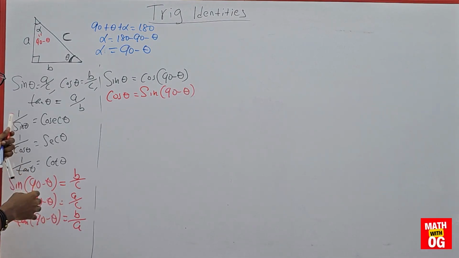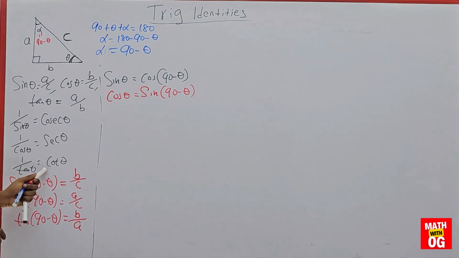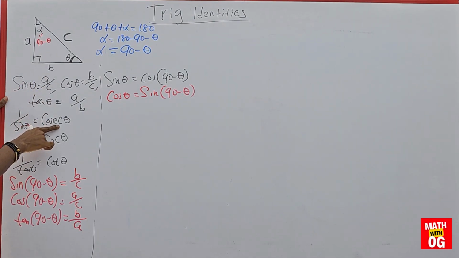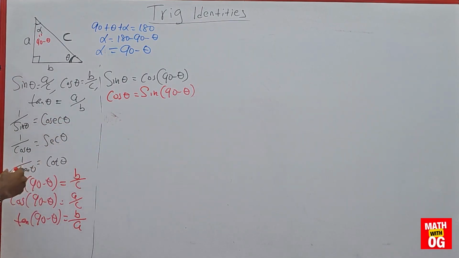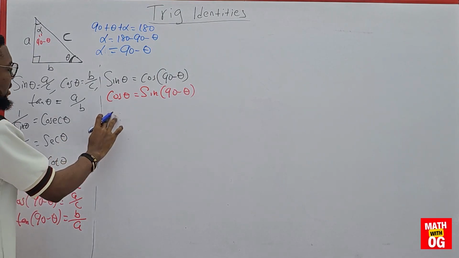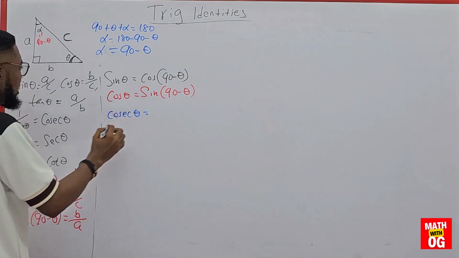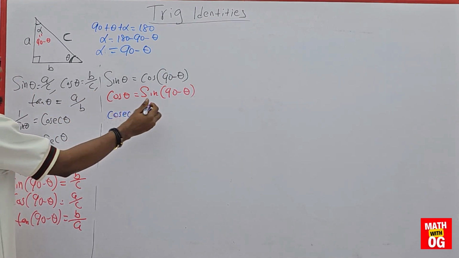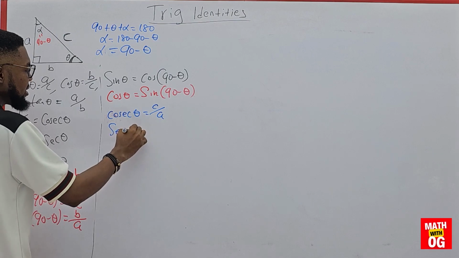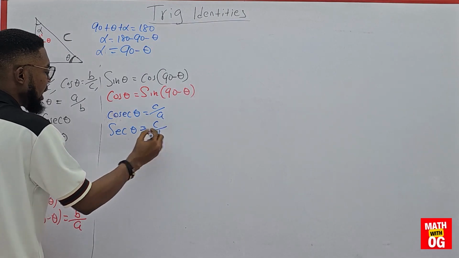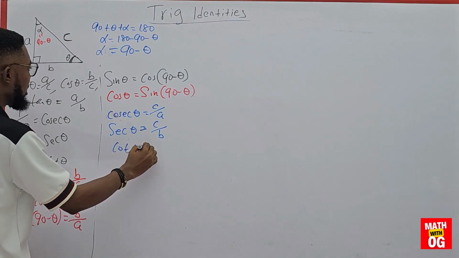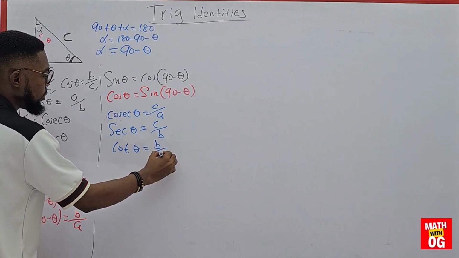Now let's bring out what cosec is, what sec is, and what cot is using A, B, and C. Now we just said sine theta is A over C, so cosec theta is 1 over sine theta. Let me work with blue. I can write here cosec theta is equal to 1 over sin theta, and that will be C over A. Sec theta is 1 over cos, and that will be C over B. And lastly, you have your cot theta, which is 1 over tan, and that should be B over A.